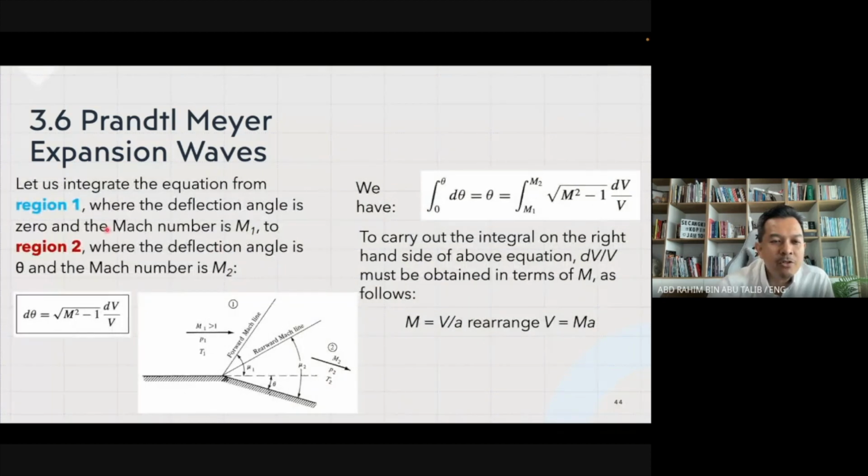So let us integrate the equation from region 1, from over here, where the deflection angle is 0 and the Mach number is M1, to region 2, which is down here, where the deflection angle is theta and the Mach number is M2. So you can use this expression for d theta. When you do integration, the limits are M1 to M2 to carry out the integral on the right hand side of the above equation, where dv over v must be obtained in terms of the Mach number as follows. So we know that V equals M times a.